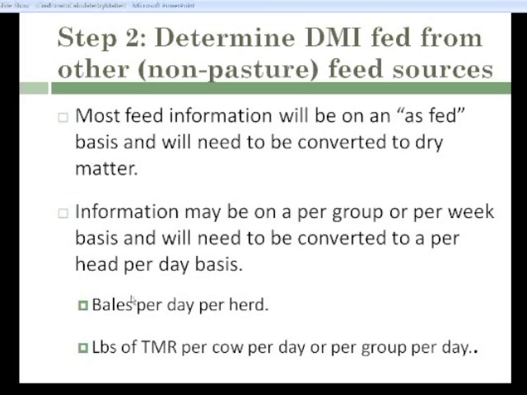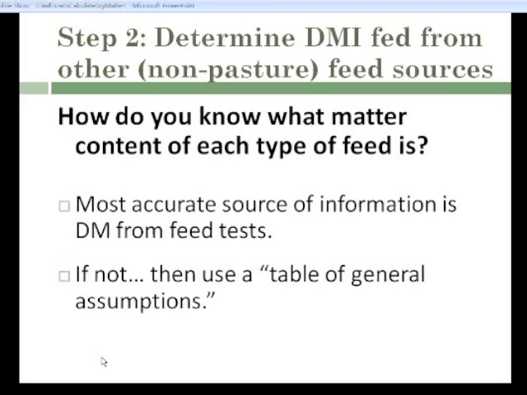So you may need to add up the total weight of hay in the number of bales that you're feeding to your herd each day, and then divide that by the number of animals to get the weight per head per day. For those of you feeding a TMR during the grazing season, you'll need to figure out how many pounds of each ingredient you're feeding each day, and then divide that by the number of animals in the group to get the pounds per head per day of each of those ingredients.